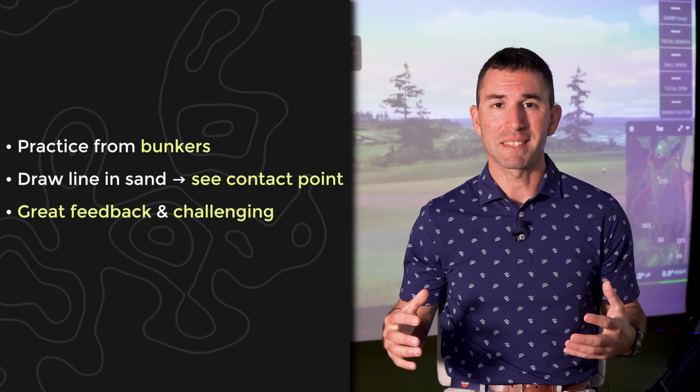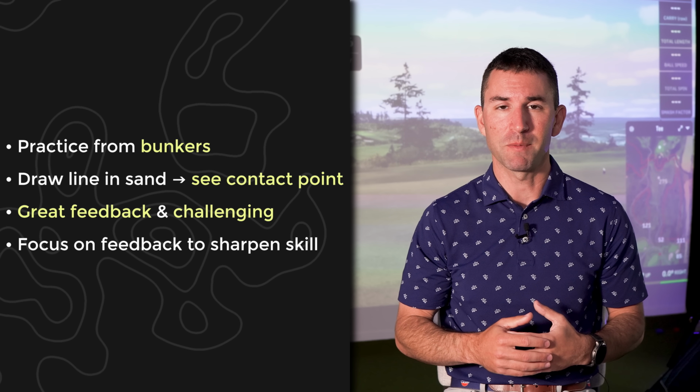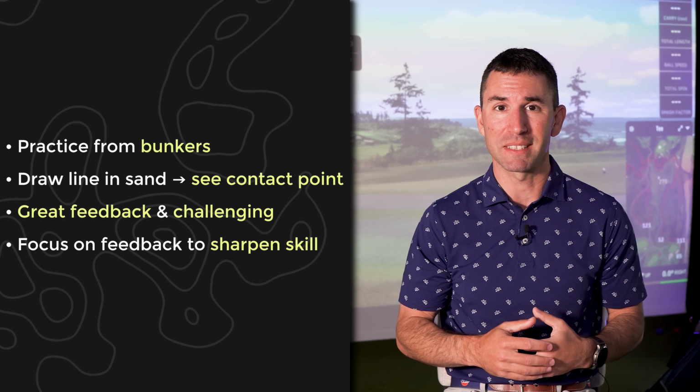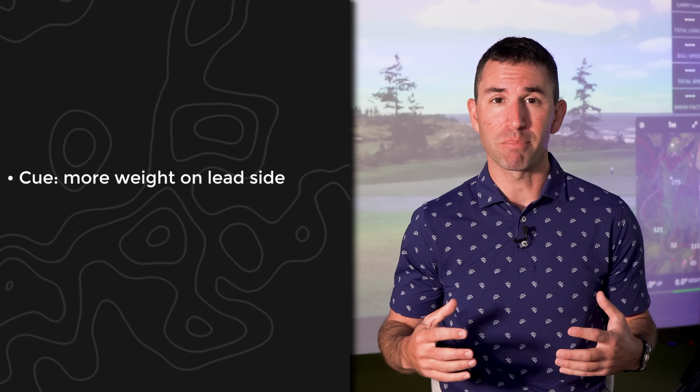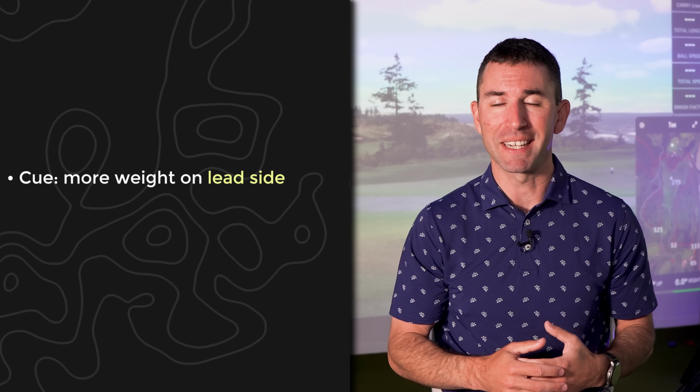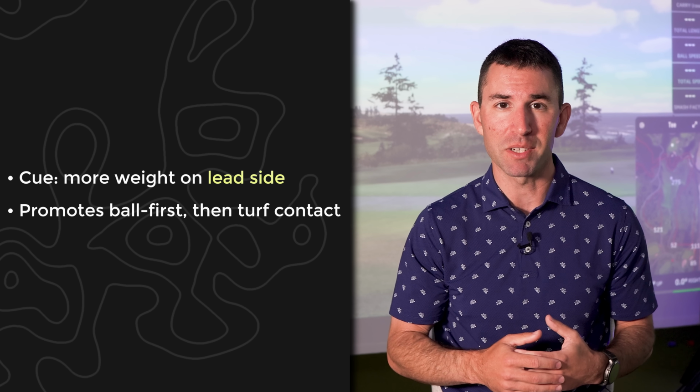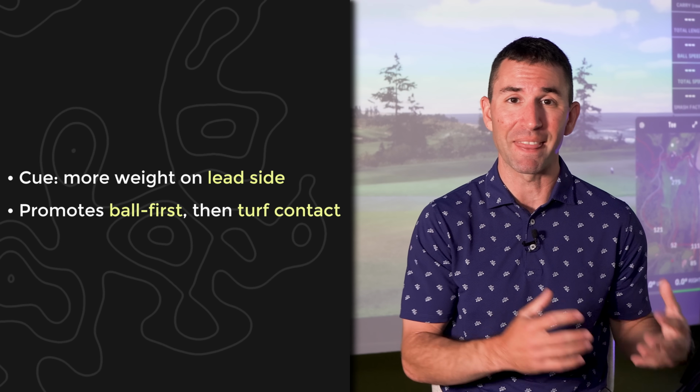But when you isolate this skill and pay very close attention to feedback, some really interesting things can happen. For example, my tendency is to get a little thin sometimes and not make good contact with the ground at all. So a cue for me is to keep my weight and pressure a little bit more exaggerated on the lead side throughout my iron and wedge swing to get more ball first and then ground contact. A lot of golfers struggle with the opposite, where they get trapped too far behind the ball in their swing and their low point is way too far behind the ball as well. That's where you get those chunks from.